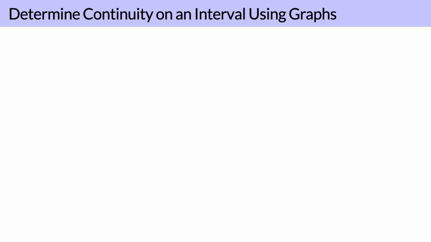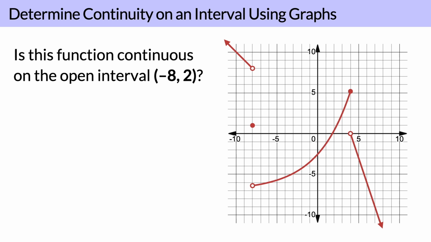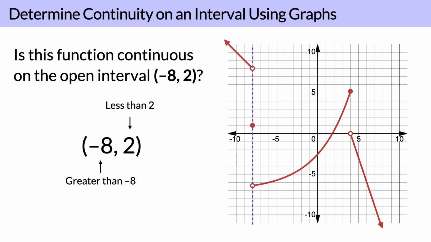Take a look at this example. Is this function continuous on the open interval from -8 to 2? For this function, we are interested in the part of the graph from where x is greater than but not equal to -8 to where x is less than but not equal to 2. That's the region between these two dotted lines.